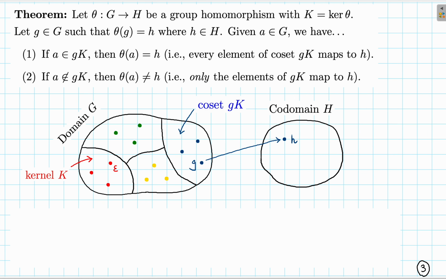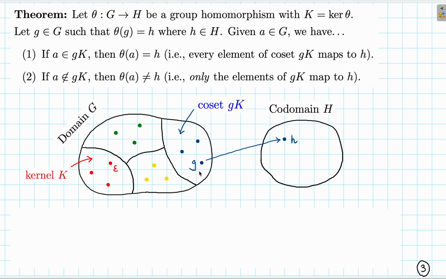Now here's a general theorem. Let theta from G to H be a group homomorphism with K being its kernel. Let little g be an element of the domain such that theta of g equals little h, where h is an element of the codomain. So let's pause for a moment and take a look at a visual representation of this theorem.